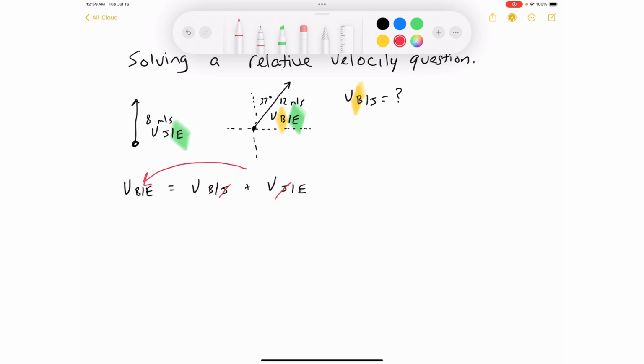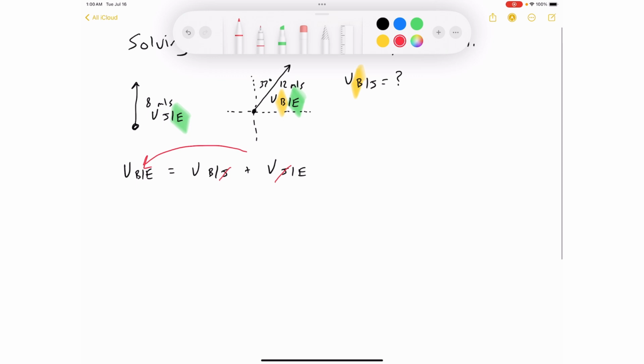Okay, so once I have this, the next thing I want to do is sketch out what these vectors look like. The thing that you need to be aware of is that the main vector, the velocity of the ball relative to Earth, is the main vector. So I want to draw that one first. I'm going to draw an axis like that.